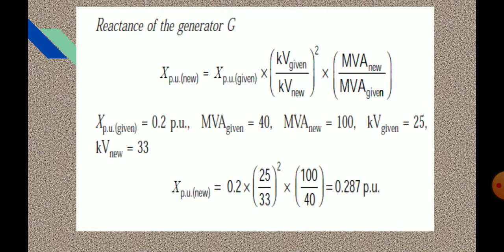Next is the reactance of the generator. All the values are given directly, so we need not go for any simplifications. Directly we take the values from the problem and substitute, and we will get the final value.